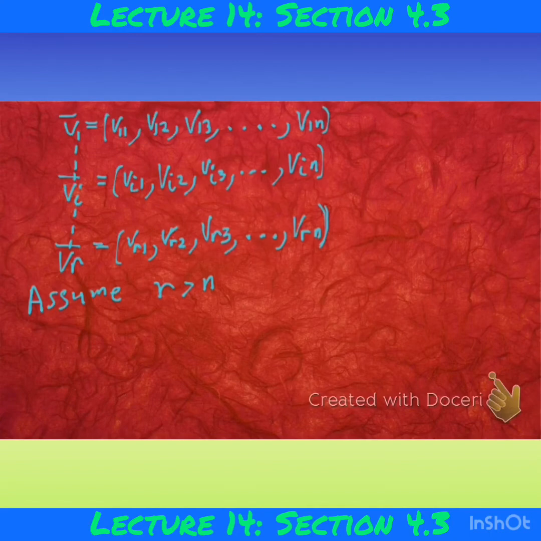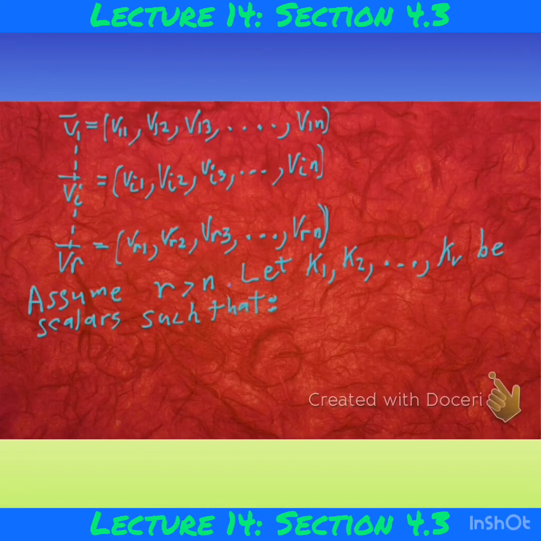We're going to start off with scalars. Again, let k1, k2, up until kr be scalars such that you compose your sum, k1 V1 plus k2 V2 plus, up until your ith vector Vi, plus up until your rth vector Vr, and you put that equal to 0.